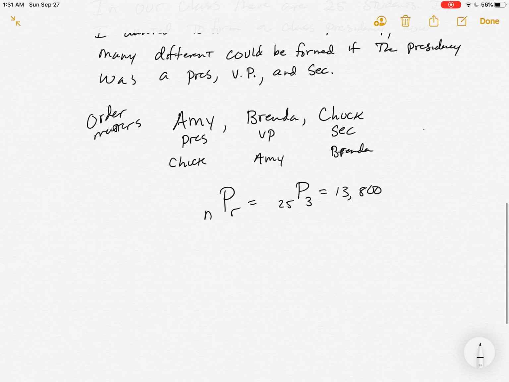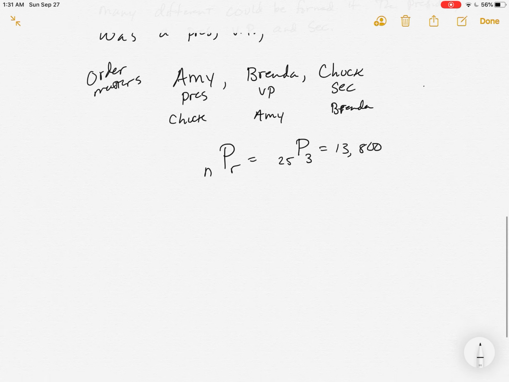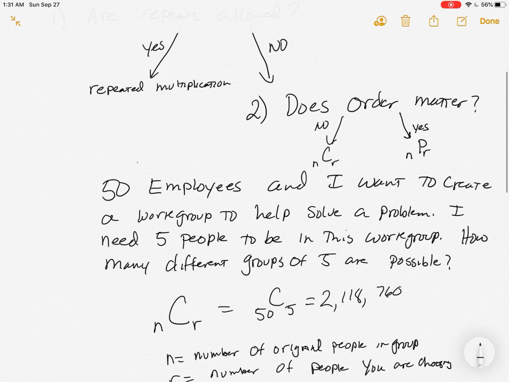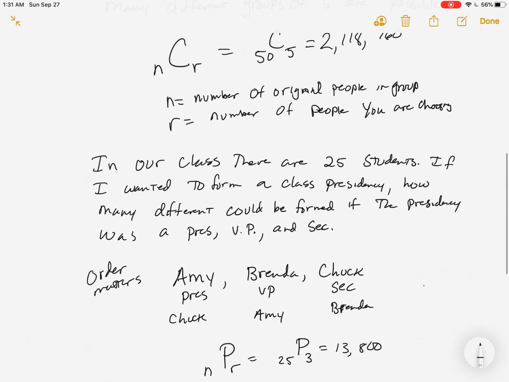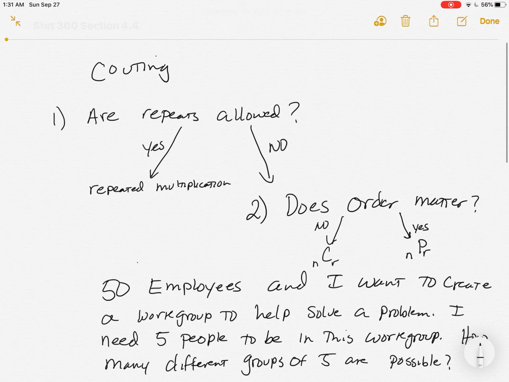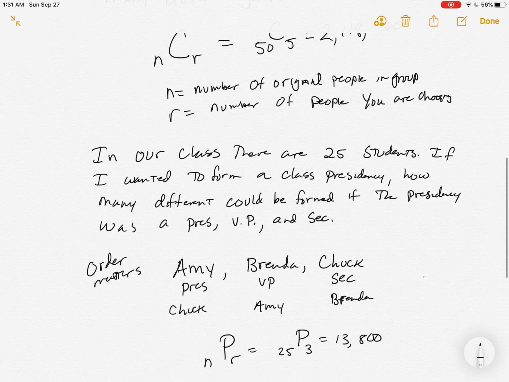Okay, and so those are the style of problems that they're going to have us do. That is pretty exhaustive over the whole section, so you want to look at it and ask those 2 questions. Are repeats allowed? If so, you're going to do repeated multiplication. Does order matter? Nope, we're going to use C and R. Yep, we're going to use P and R. And so we're going to just evaluate problems just like that. And so they'll have varying examples as you go through.